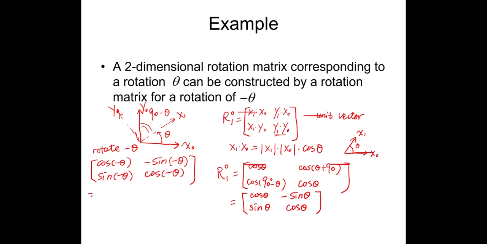Then this can be simplified: the first term is cosine theta, and this is negative sine theta. And for this term the negative cancels out, so that is sine theta. And the last term is cosine theta. So if we rotate negative theta, I will have this rotation matrix, and if we rotate theta, we will have this rotation matrix. Let's look at this one and this one. What is the difference?